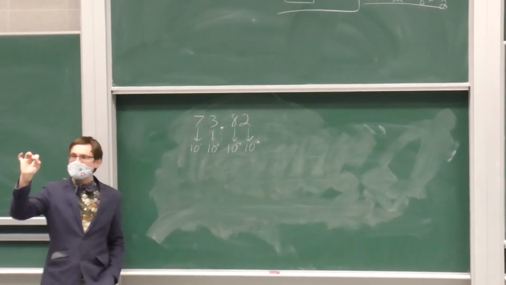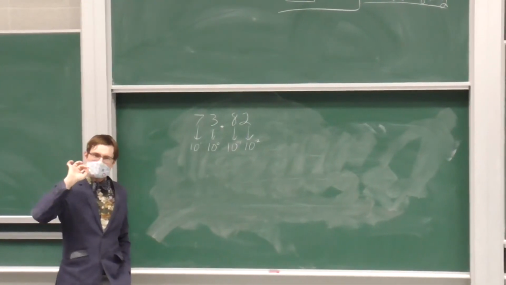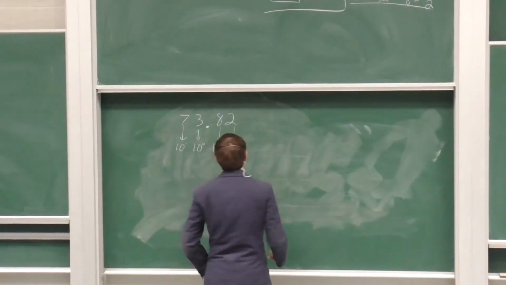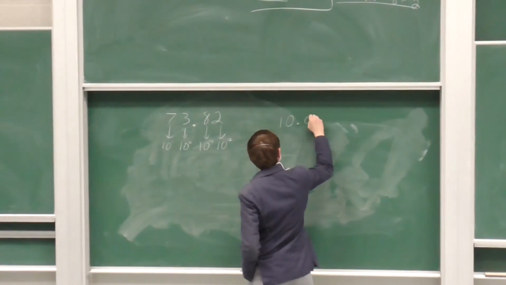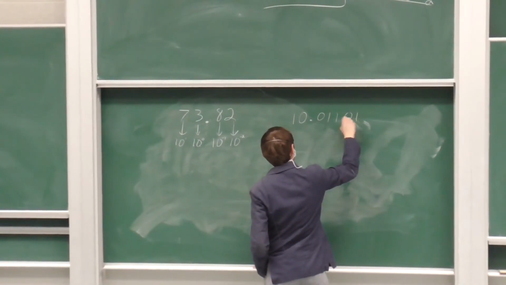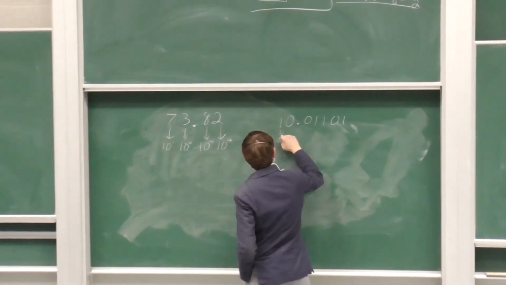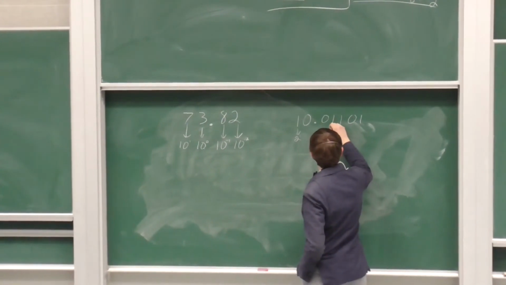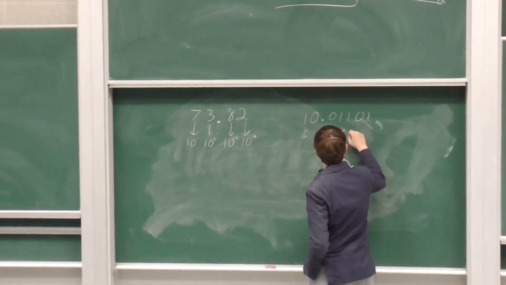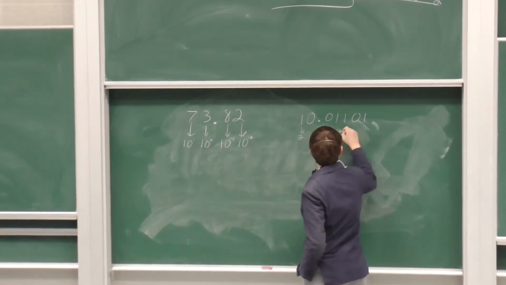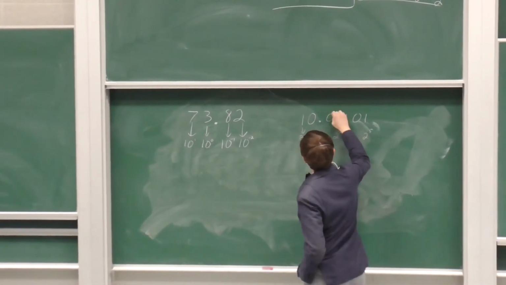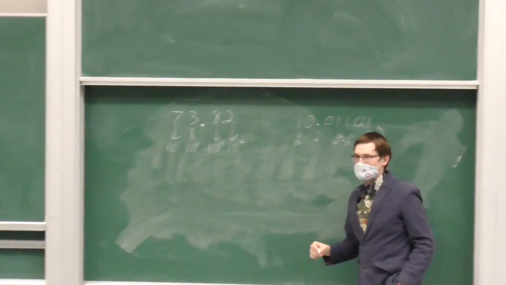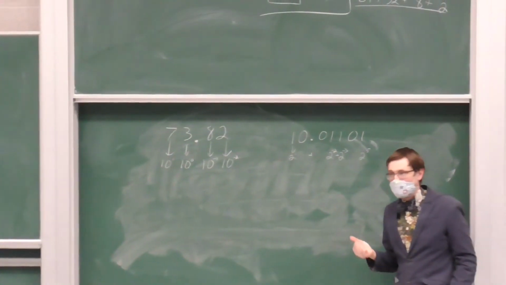You can use the same thing to represent fractional numbers in binary. So if we have, for example, 100101, that is 2 to the power of 1, 2 to the power of negative 2, 2 to the power of negative 3, 2 to the power of negative 5. So that'll be a half, a quarter, an eighth, a 16th, a 32nd.